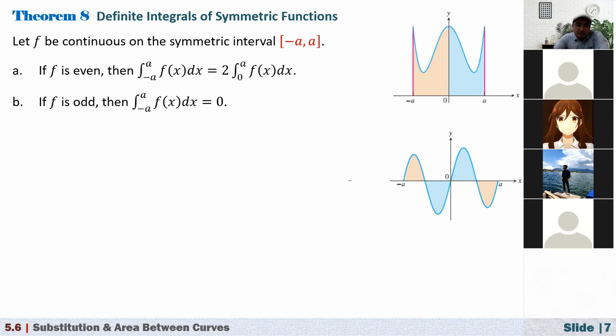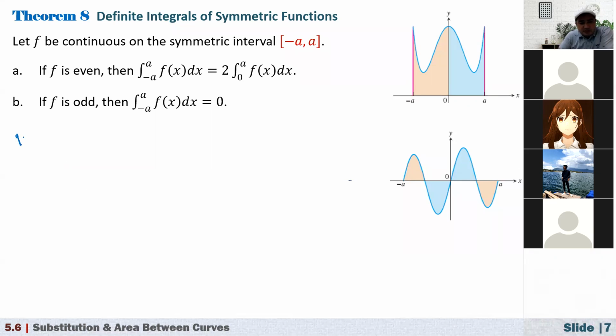If f is even, then the integral from minus a to a of f of x dx is equal to 2 times the integral from 0 to a of f of x dx. If f is an odd function, then the integral from minus a to a of f of x dx is equal to 0. Especially the second one, if our function is an odd function, you don't have to evaluate this immediately, that's equal to 0. Why is it so?